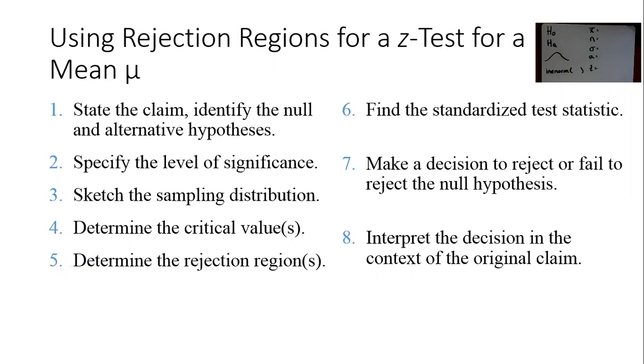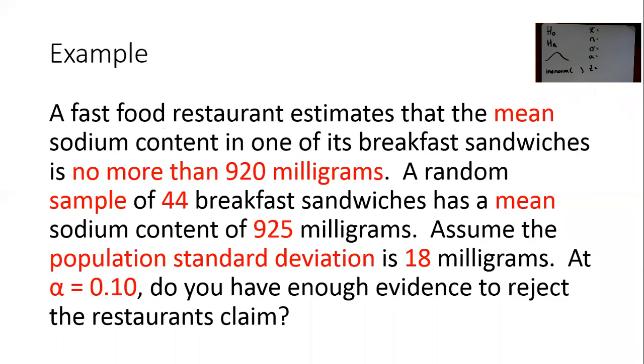Sketch the actual rejection regions in. Find the standardized test statistic, which will be our z-score, and then make a decision based off of the rejection regions to either reject or fail to reject the h sub 0 or null hypothesis. And then, of course, as always, we want to take that back and interpret what that means in the original context of the problem. So this is our first example.